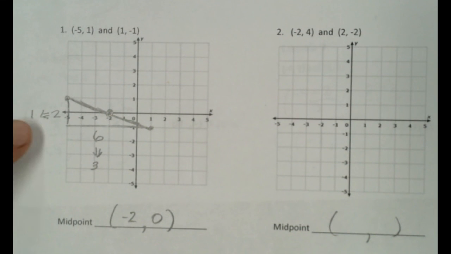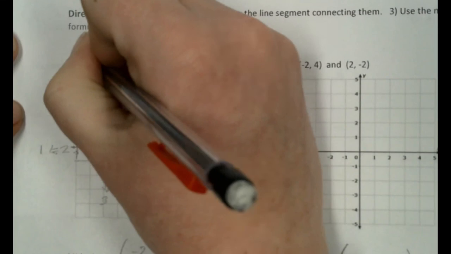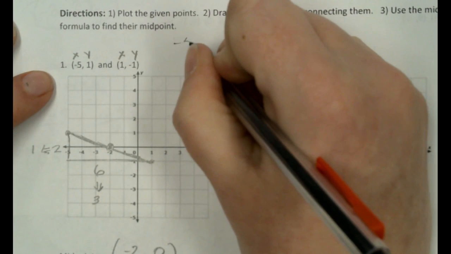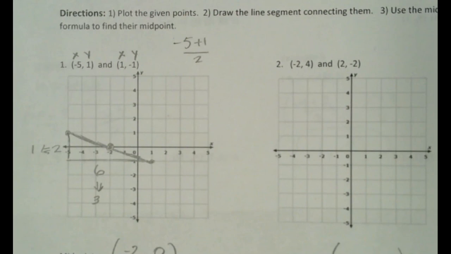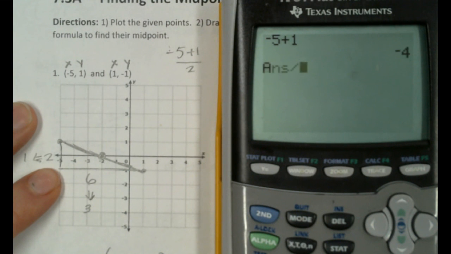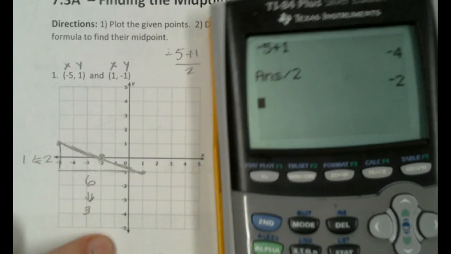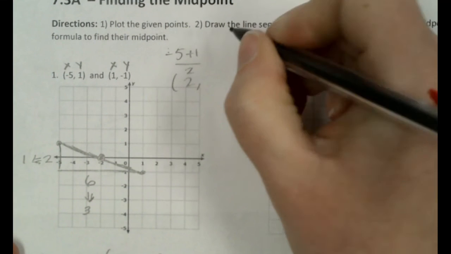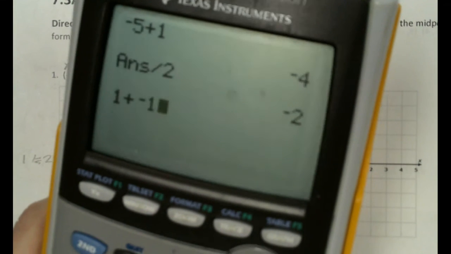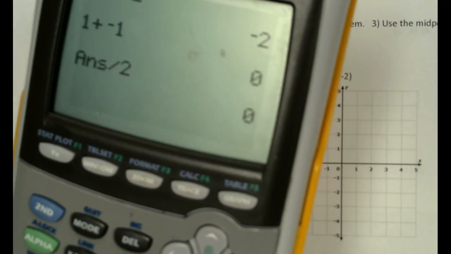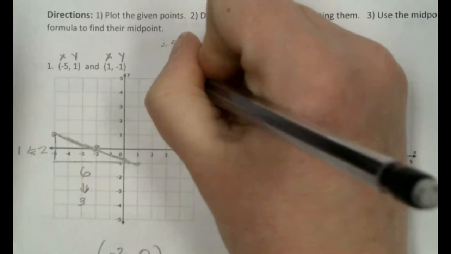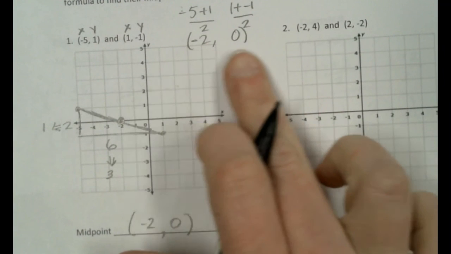Again, you don't have to do it this way. If you want to, use the formula. It's going to give you the same answer, okay? So for example, -5 plus 1 divided by 2. Let me see what that gives me. I get -2, which is the first number. And then my y's, 1 plus -1 divided by 2. I get 0, which, sorry, this one was -2, 0.